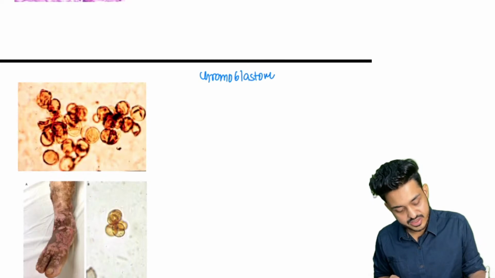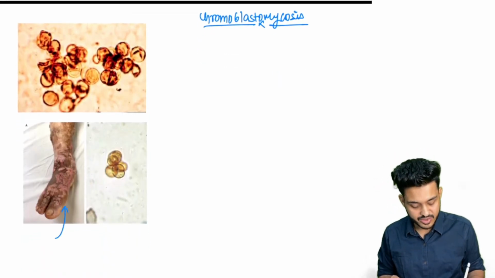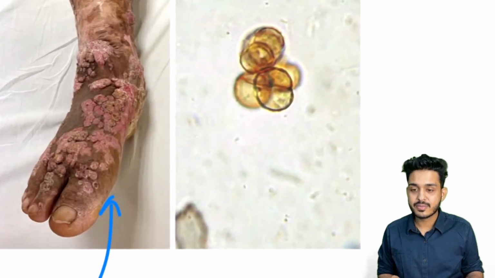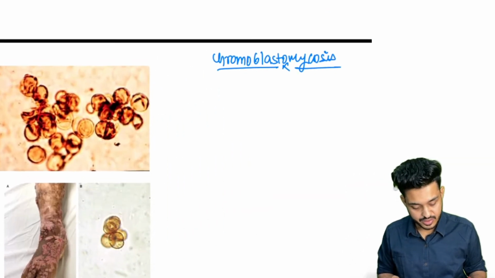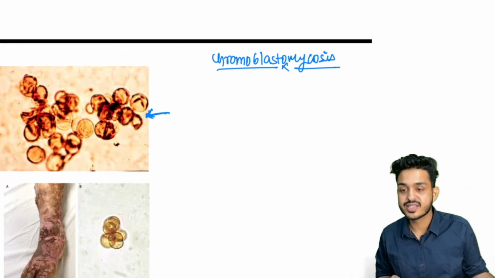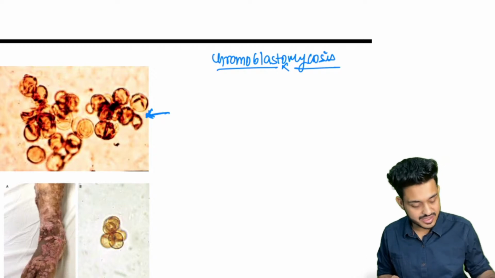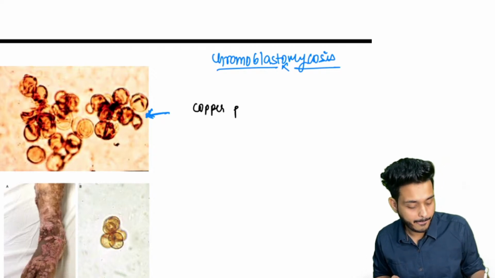Very important. These questions are very important. This is your chromoblastomycosis. क्यों बोलते हैं chromoblastomycosis? Because देखो यहाँ पर multiple color का दिख रहा है, multiple colors, right? So it is a very colorful fungus. Okay. And what are these bodies? These are known by multiple names. Very important. These are known as copper penny bodies.